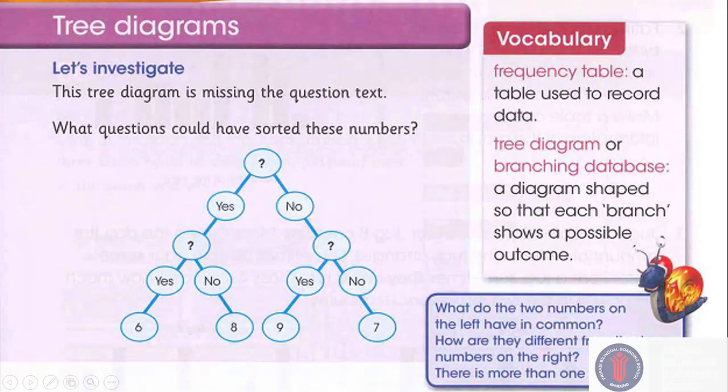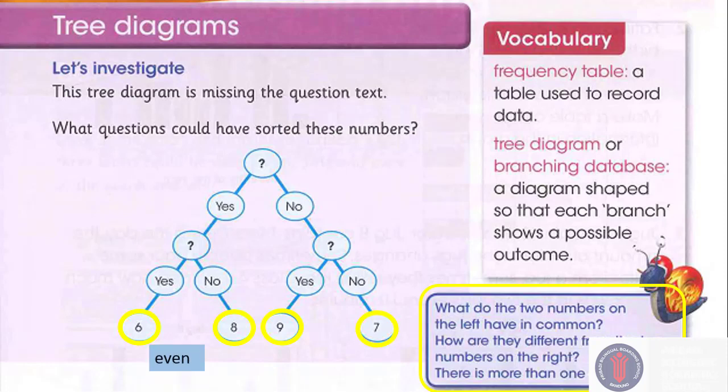Let's do this one together. Let's investigate. This tree diagram is missing the question text. What questions could have sorted these numbers? We have to think about this question first. What do the two numbers on the left have in common? So 6 and 8, what do they have in common? 9 and 7, what do they have in common? Let's see, 6, 8, 9, and 7.